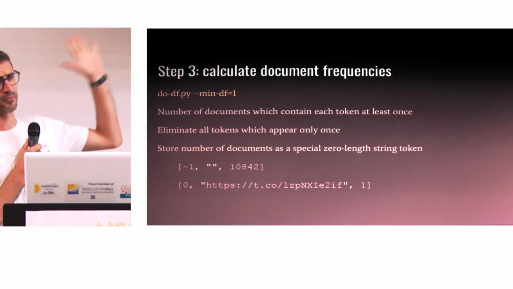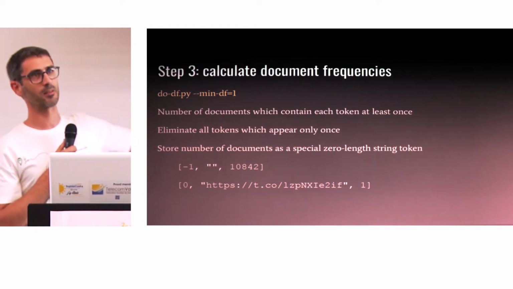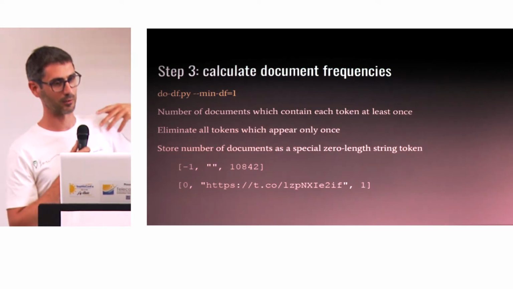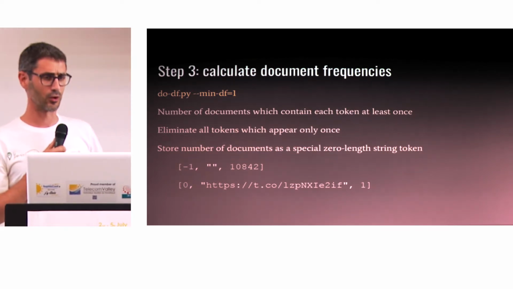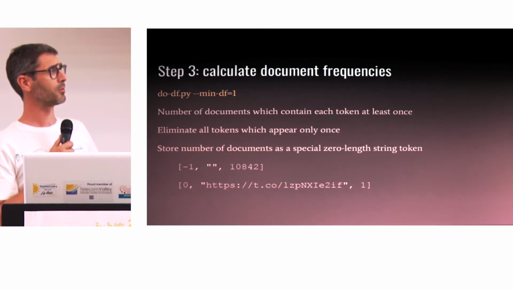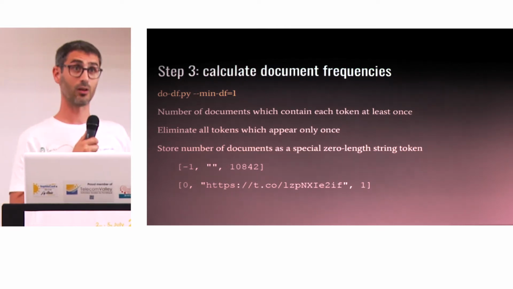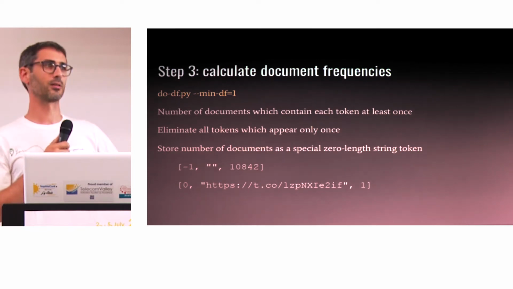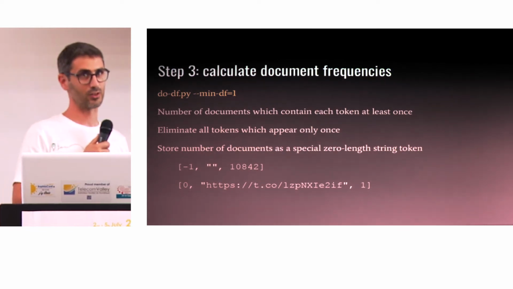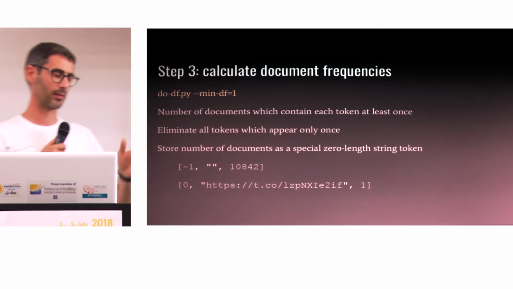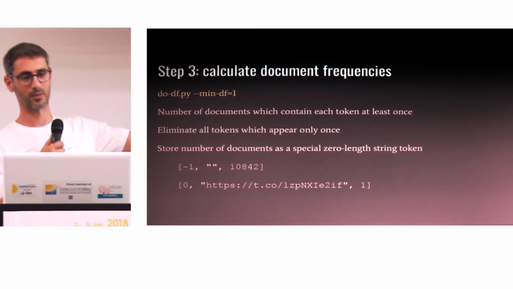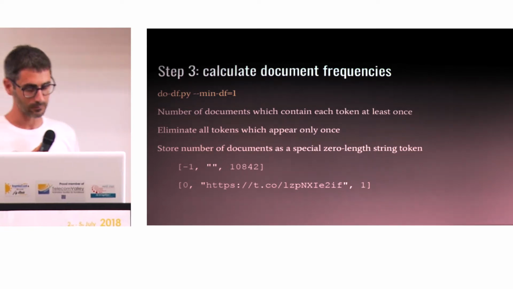Okay, so this is a very standard step. Most text data processing pipelines will do this for you generally. So you calculate the document frequencies. So you want to know the number of documents in which every token appears at least once. And generally, there is a threshold. You eliminate every token that has a lower frequency than the threshold. And here it's 1 because I was very conservative.